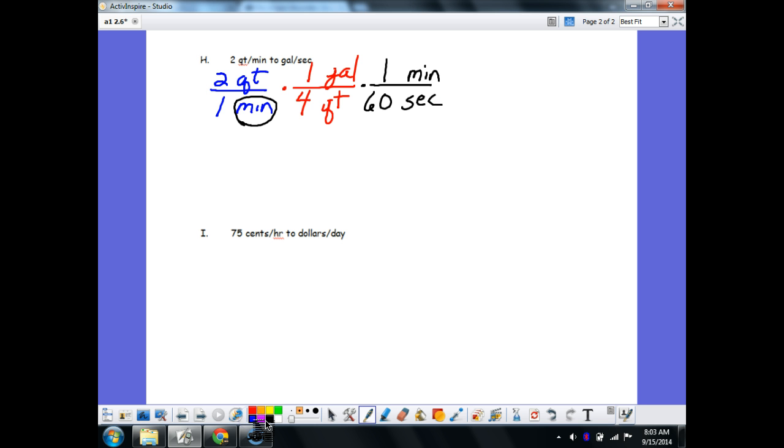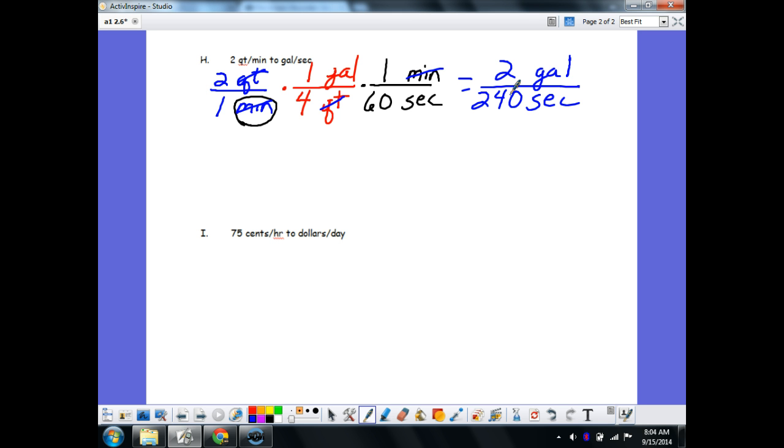So now, quarts cancel, and minutes cancel. The unit we're left with, on top, is just gallons, and on the bottom, seconds. Now we just multiply straight across. We multiply the top numbers: 2 times 1 times 1 is 2 gallons. 1 times 4 times 60 is 240 seconds.